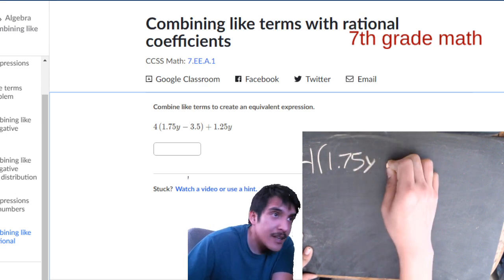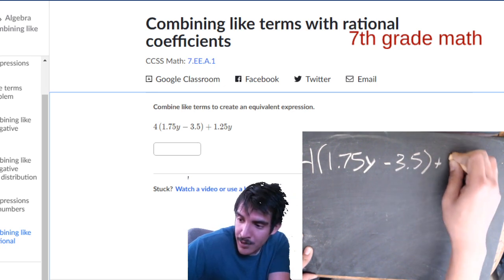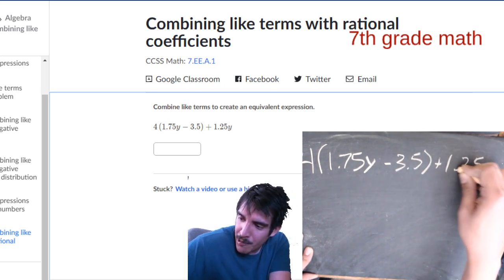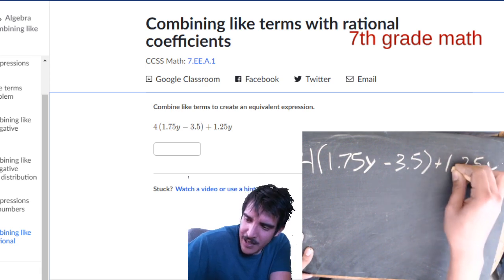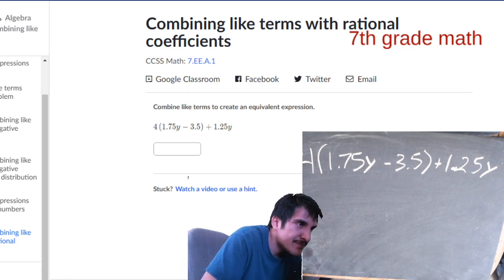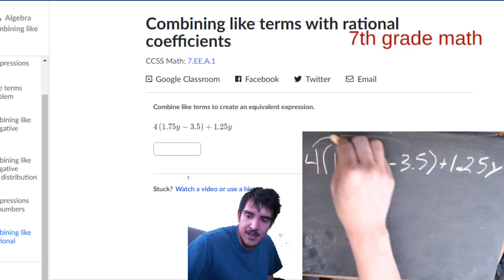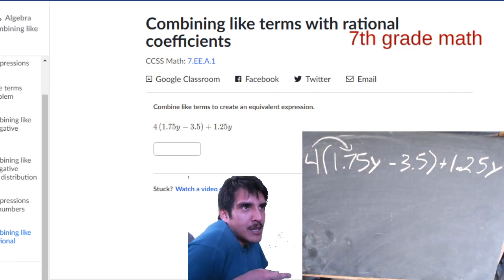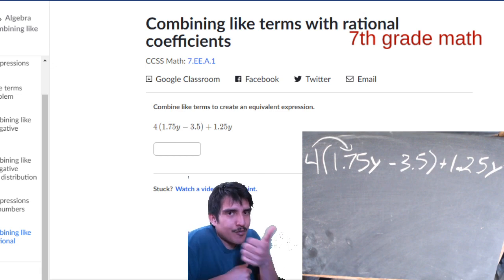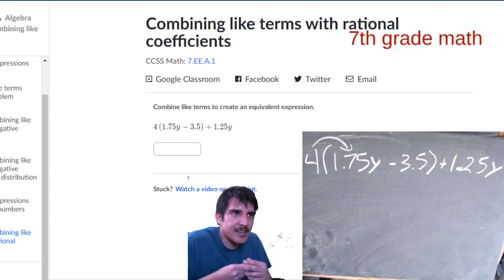1.75y minus 3.5 and then plus 1.25y. Whenever we have these 0.25 amounts, I like to pretend it's money. If you pretend it's money, it makes the addition like 10 times easier. So let's do that. 4 times this, 1.75y. Well, pretend it's money. I have 175. If I double it, I have 350. And then if I double that, I get $7.